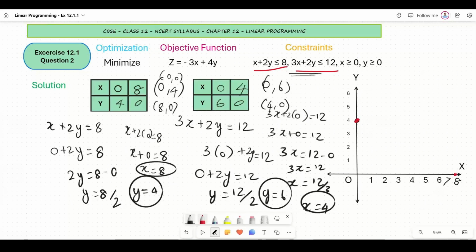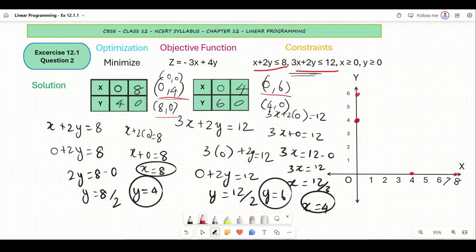Now, what are the other corner points? We have marked 0, 4, and we have marked 8, 0. So these were marked. Now we need to mark the 0, 6, so x is 0 and y is 6. Okay, and then we have got 4, 0, so x is 4, y is 0.